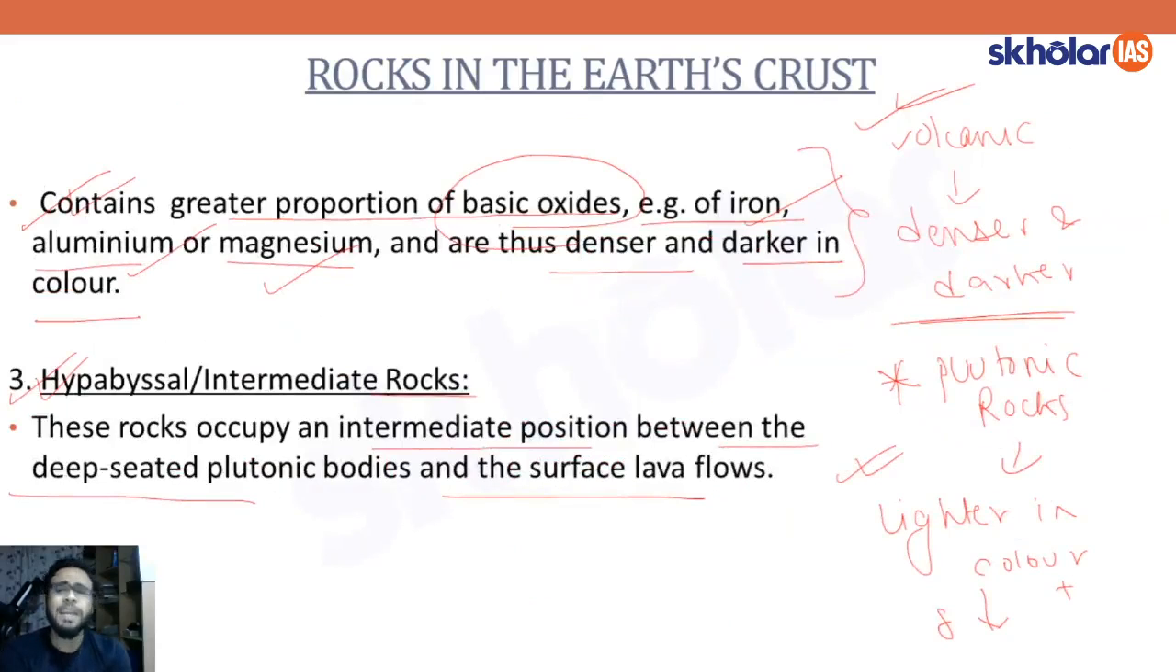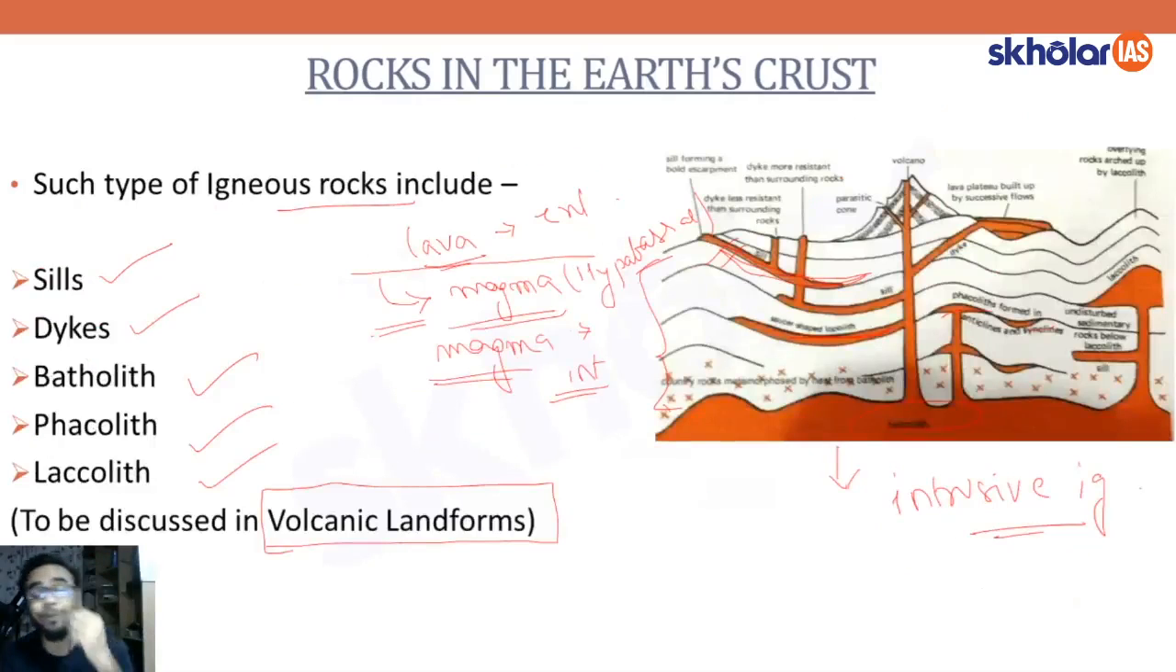So in the case of basic rocks, what is happening? They contain basic oxides like iron and aluminium. Therefore they are much denser and darker in color. And on the other hand, what will happen to your intrusive rocks? These are lighter in color as well as less dense. Then we have intermediate rocks also, which are found between your intrusive and extrusive rocks. And what are the different types of igneous rocks? Sills, dikes, batholith, phacolith, and laccolith. We'll talk about this in the volcanism chapter.